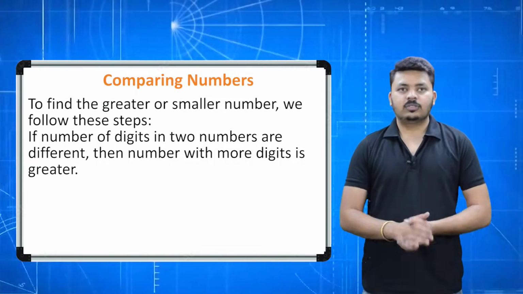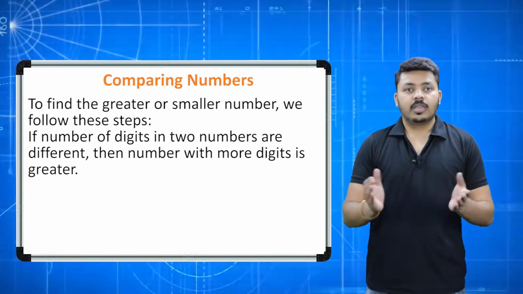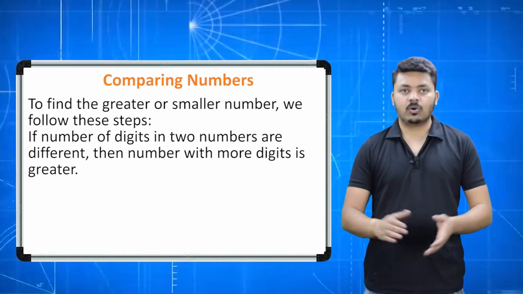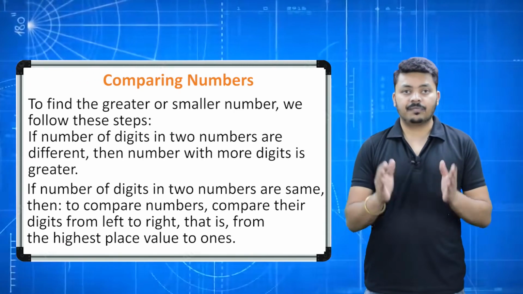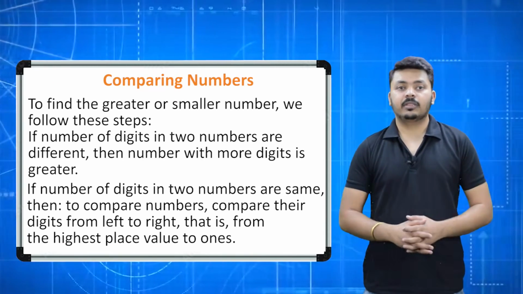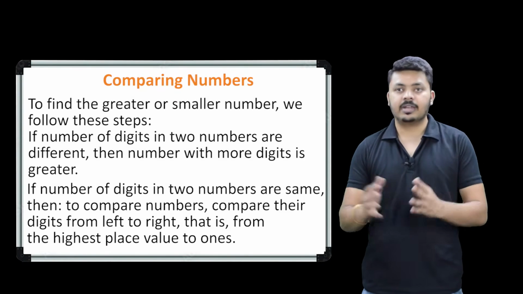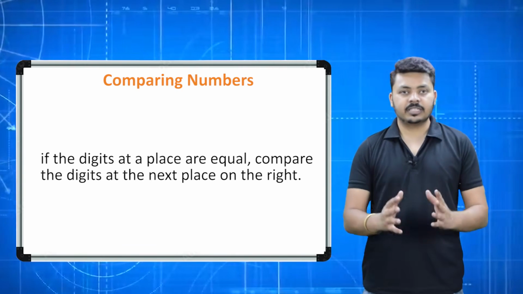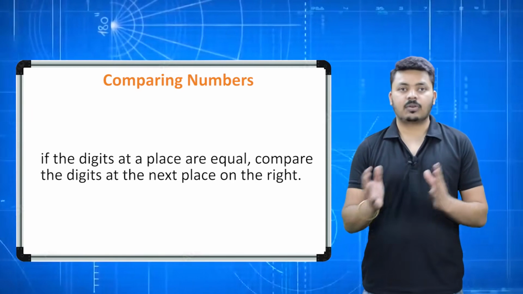Comparing numbers. To find the greater or smaller number, we follow these steps. If the number of digits in two numbers is different, then the number with more digits is greater. If the number of digits in two numbers is the same, then to compare the numbers, compare their digits from left to right, that is from the highest place value to ones. If the digits at a place are equal, compare the digits at the next place on the right.